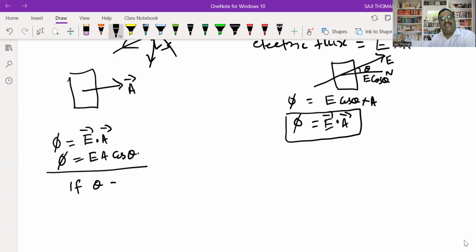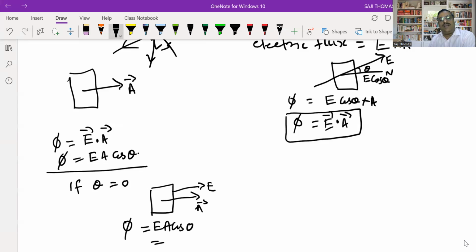Okay. Now we can see the different cases. If theta is 0, that means electric field and the normal area vector are in the same direction. Then flux will be EA cos 0. What is cos 0? 1. So E into A. Okay. This is case 1.